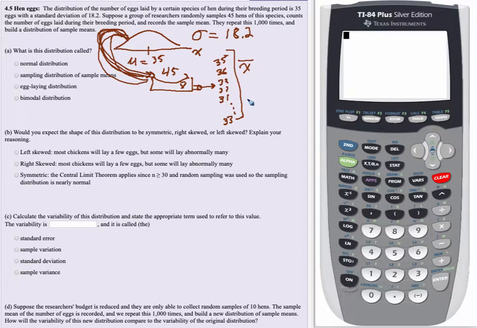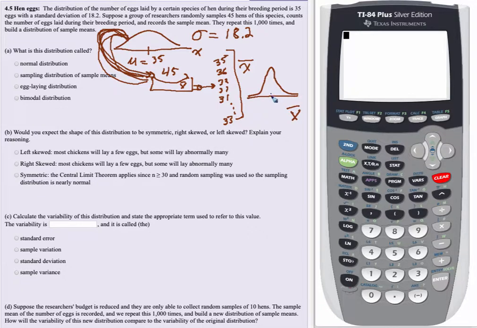Now if we created a histogram of these numbers, what we would see is that it would be bell-shaped, and it would be a little bit tighter in its distribution, if this is on the same scale as the previous one. Of course, I'm assuming that the distribution of eggs laid by the hens was normally distributed. That's not a horribly bad assumption. But notice this is the distribution of X bars.